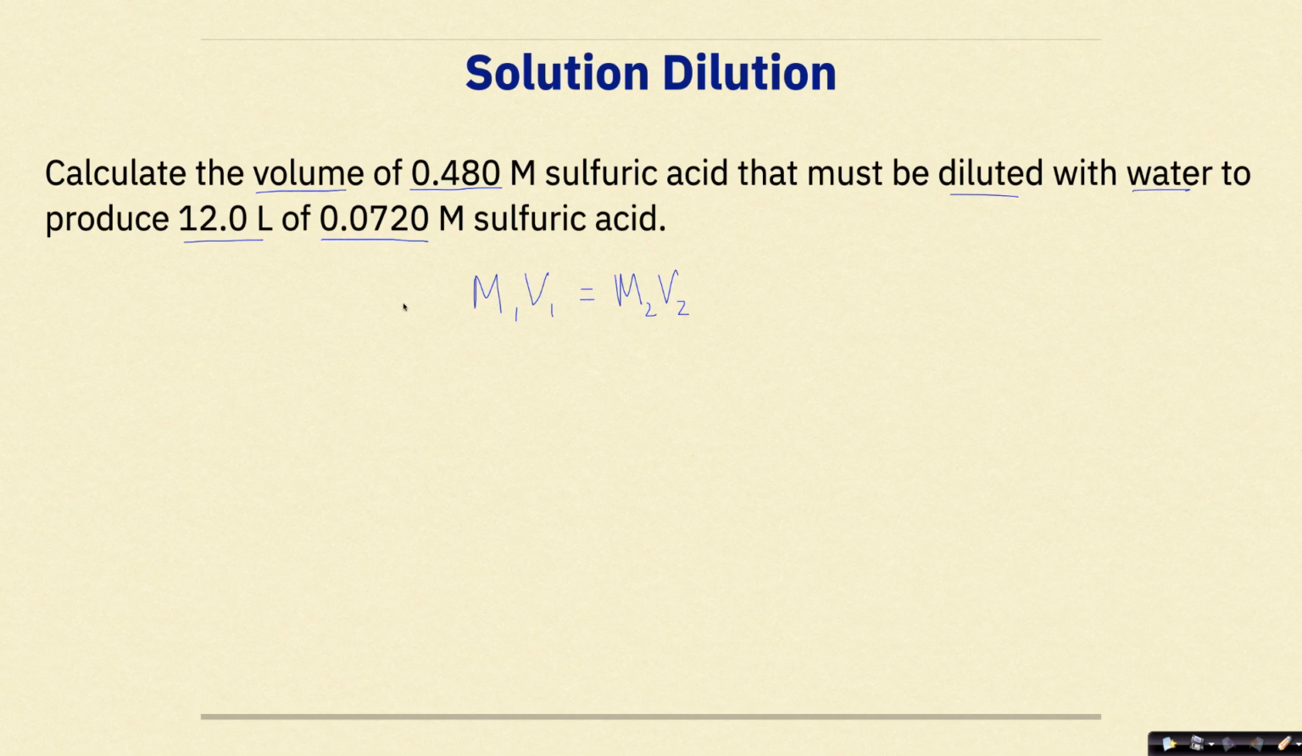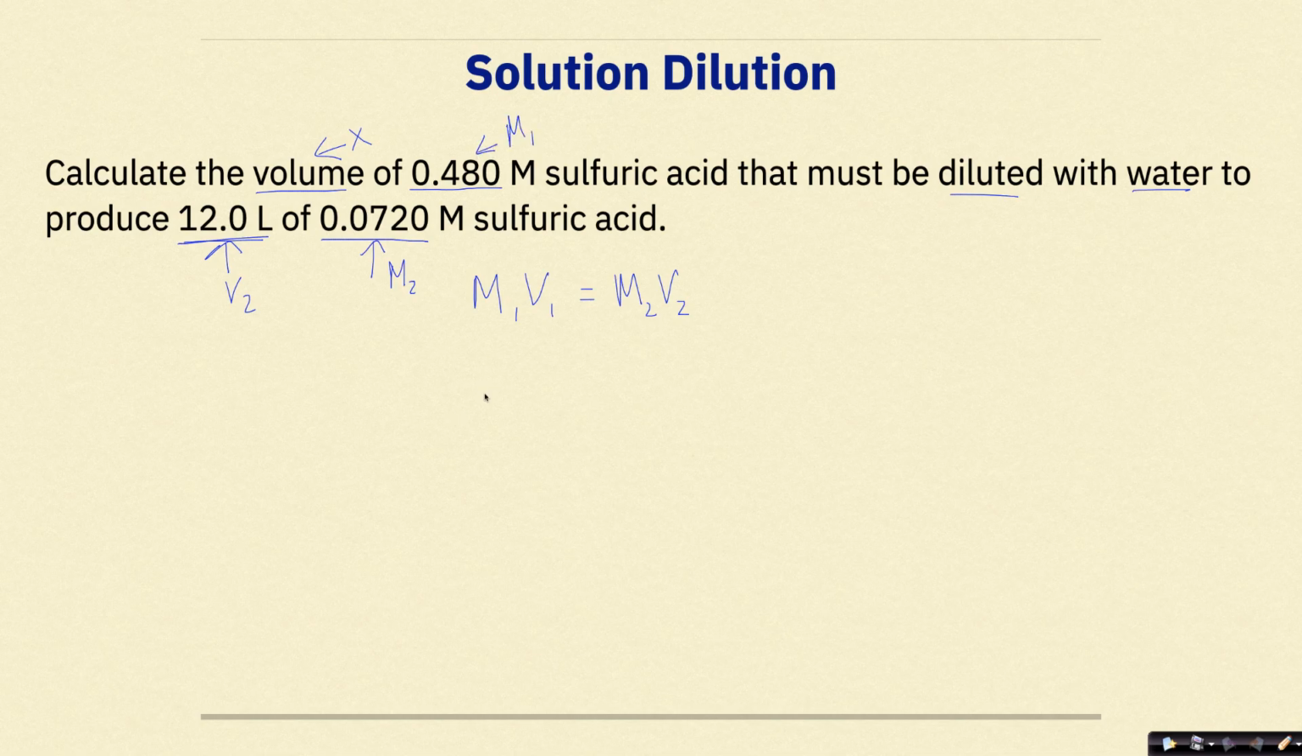So if we look at our problem again, calculate the volume of 0.480 molar sulfuric acid. Okay, the volume is what we are looking for. So that is going to be technically our X. That's what we're going to solve for. Out of our two concentrations, because it says must be diluted with water to produce, hey, we're trying to get to 12 liters. So that is going to be our V2. That's the total volume that we want to end up with. And this 0.0720 is the molarity that we want our solution to ultimately be. So this first molarity right here has to be the molarity that we're starting out with. So this is our M1.